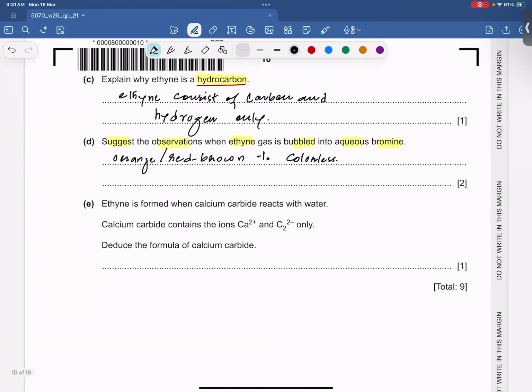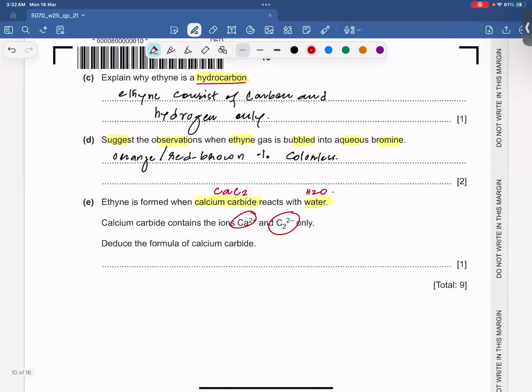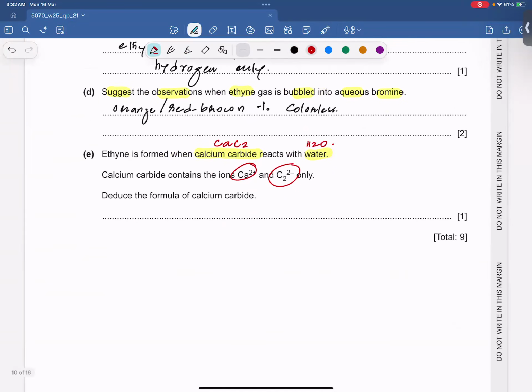Ethine is formed when calcium carbide, by the way, the formula of calcium carbide is CaC2, reacts with water. Water is H2O. Calcium carbide contains these two ions. All right, I have already given you the formula of calcium carbide. Deduce the formula of calcium carbide. That's CaC2.